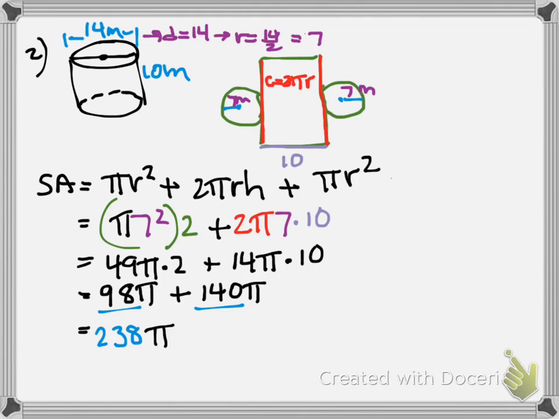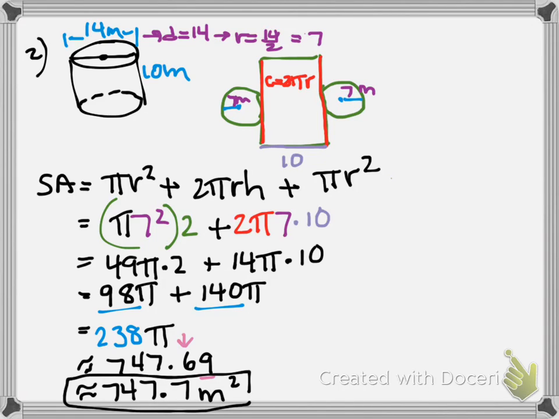So again, we are using 3.14159. So I have 238 times 3.14159. And I get 747.69, and this is as far as I need to go. And I'm going to round to the nearest tenth. So 9 is definitely large enough to bump up the 6 to a 7, and I would say 747.7, and what label would I add to this answer? What squared? Yeah, square meters. Okay.